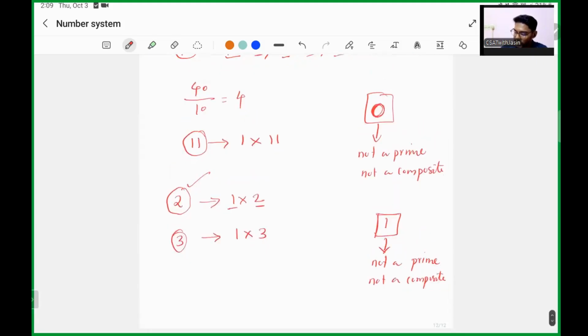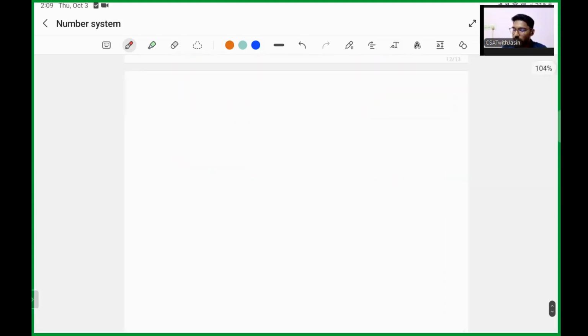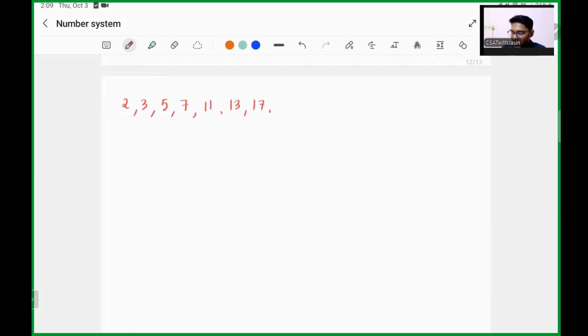When you get a number, I'm not talking about big numbers, but at least when you get a number less than 100, you should know whether it's a prime number or not. I'll teach you a simpler way to identify this. Before that, let me show you the different prime numbers. 2, 3, 5, 7, 11, 13, 17, 19, and so on. It goes on this way.